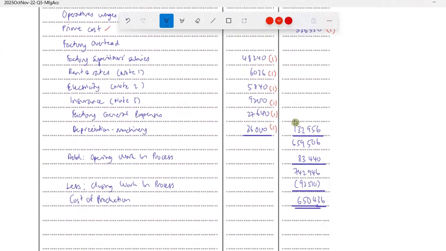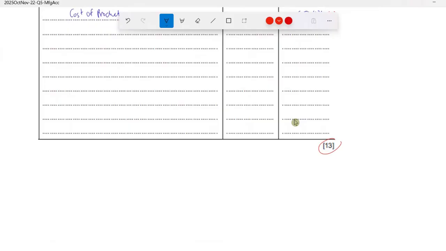Correct subtotal of prime cost add with factory overhead, another 1 mark. If both opening work in process and closing work in process are correctly added and deducted respectively, another 1 mark. And finally, the correct cost of production, 1 mark awarded. The total of 13 marks for part A.